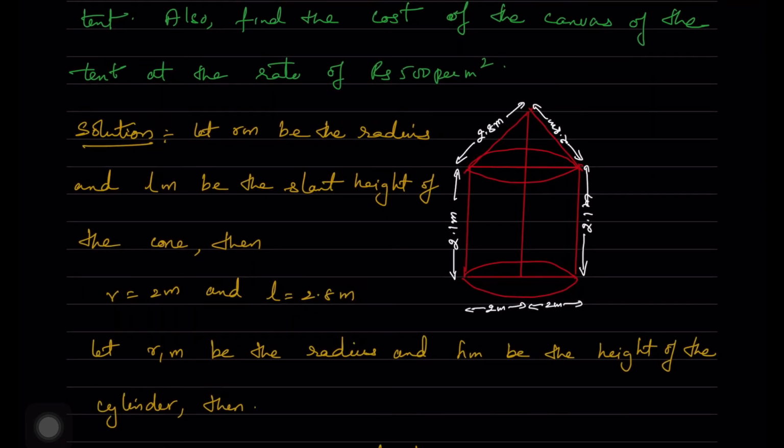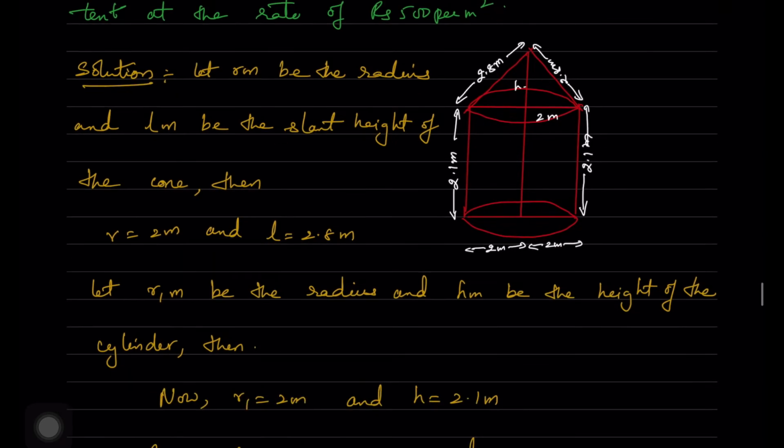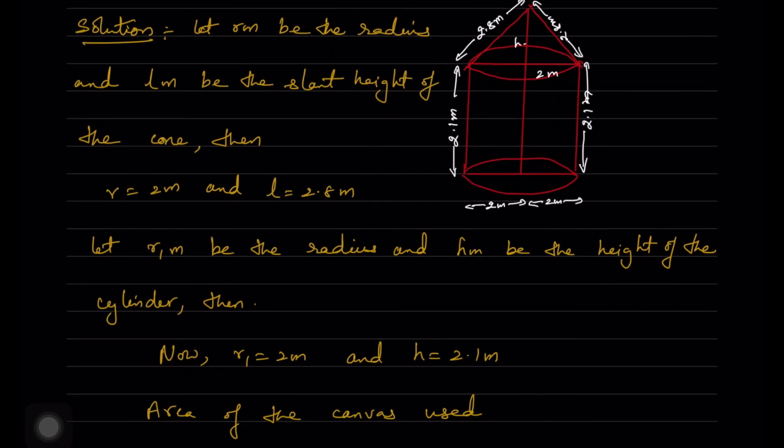So now here it's given the height of the cylinder is 2.1, the radius of the base is given as 2 meters, the slant height is given as 2.8. So you can find out what is the height of the cone over here. So using the right angle triangle property, because you know that this is 2 meters, you can find out this as the height. So now here you are having, let r meters be the radius and l meters be the slant height of the cone. Then r is equal to 2 meters and l is equal to 2.8 meters. So r1 meters be the radius and h meters be the height of the cylinder. Then r1 is equal to 2 meters and height is equal to 2.1 meters.